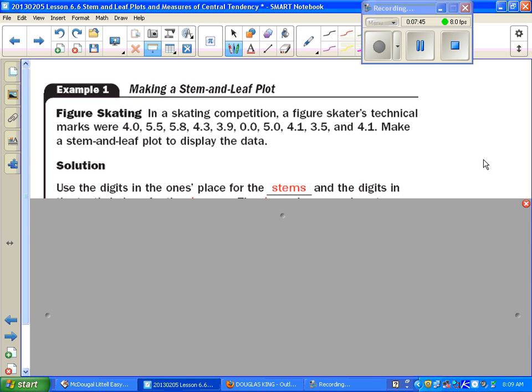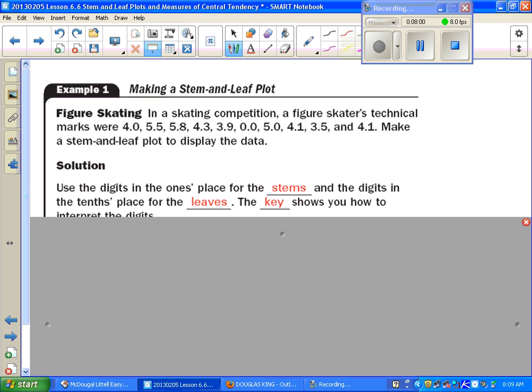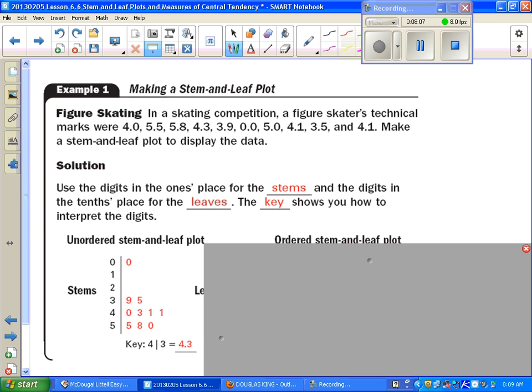Here's example number 1, making a stem and leaf plot. It says figure skaters' technical marks, and they give you a bunch of values. Make a stem and leaf plot to display the data. Use the digits in the ones place for the stems, and the digits in the tenths place for the leaves, and then the key at the bottom shows you how to interpret the digits.